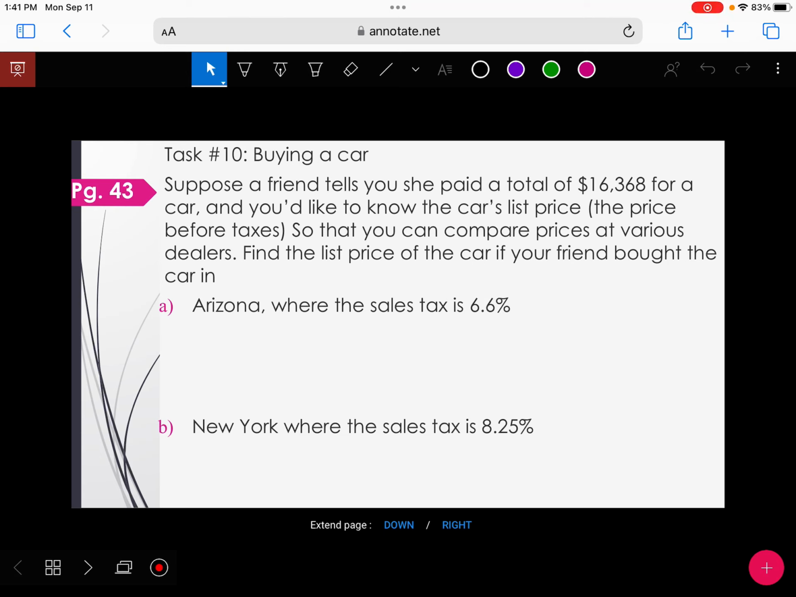Alrighty. So, the context in this problem is a little bit of a stretch sometimes, but it's doing good things. So we're going to rock it anyway.